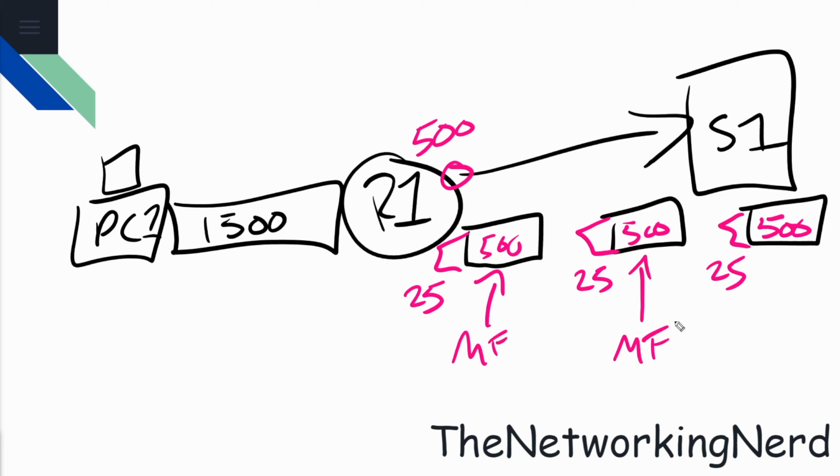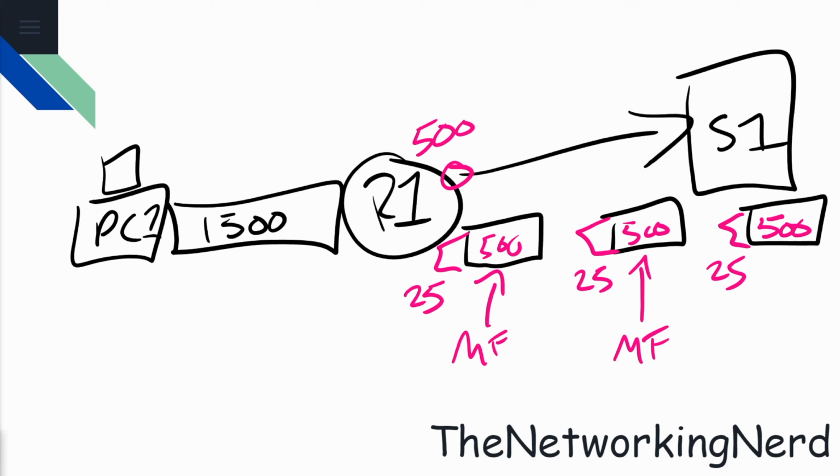And this is going to be the case for however many fragments there are minus 1. So if you have 8 fragments, the first 7 are going to have this bit set. This is to let the receiving device know that this is a fragment of a larger packet and that there's more fragments to come.